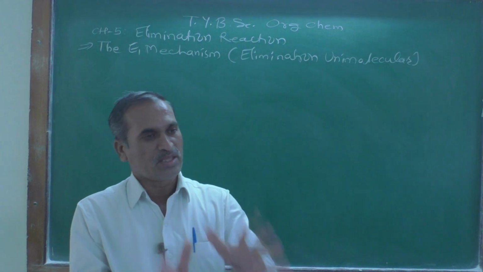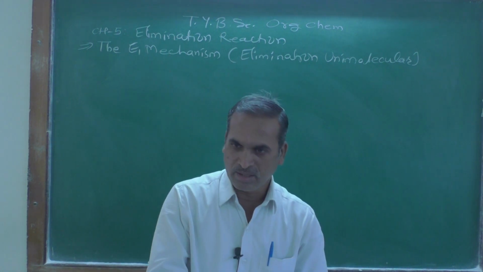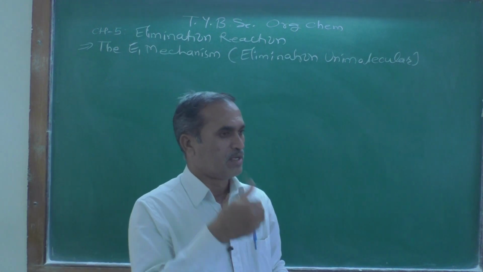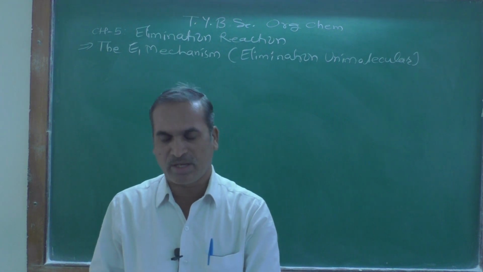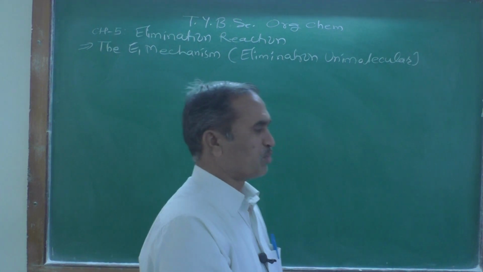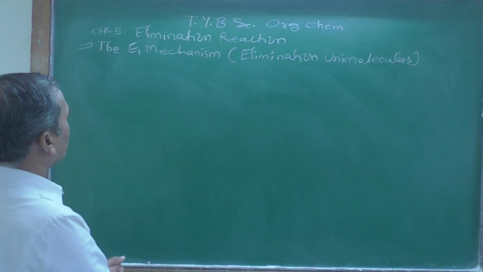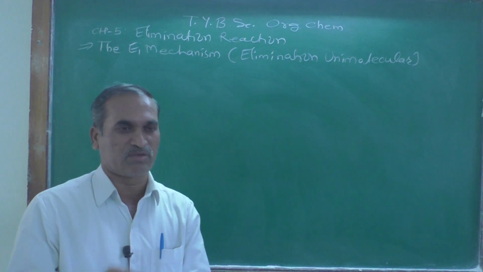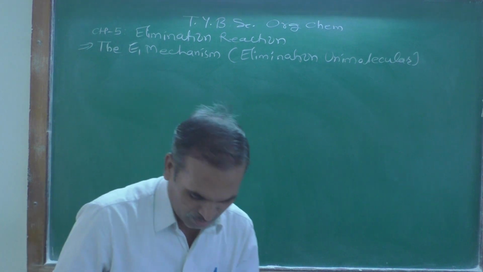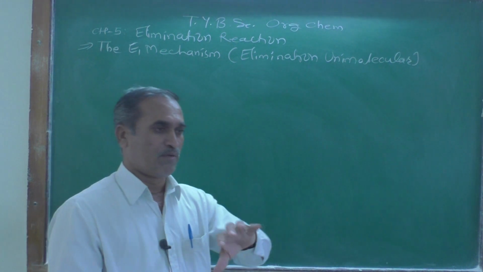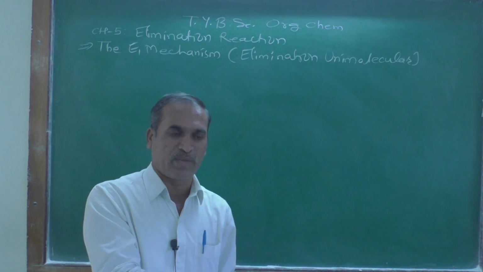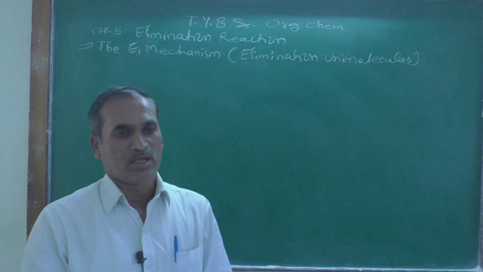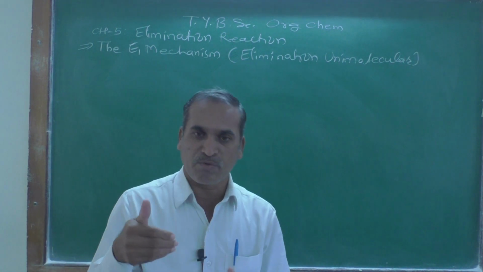Today, in this way, we have completed the E2 mechanism, its evidences, as well as Saytzeff's rule, its justification, and Hofmann elimination reaction. Today we are going to start the second one, that is the E1 mechanism. What is the E1 mechanism? Give the evidences of the E1 mechanism, discussed with a suitable example. It is a 5 mark question, either on the E2 mechanism or on the E1 mechanism, remember, and therefore it is very important from the exam point of view.